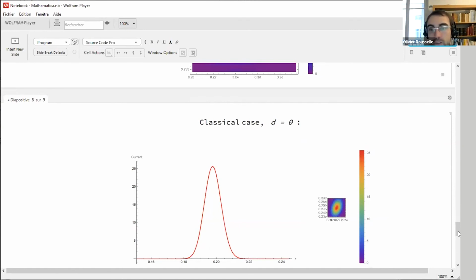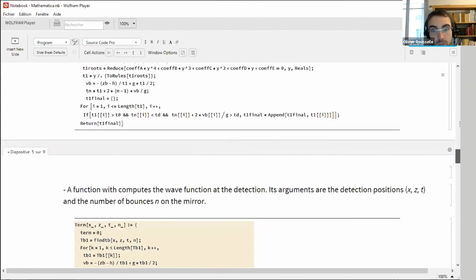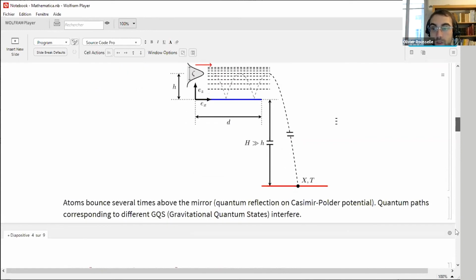I just implemented the same design as this one, but without the disk. So there is just the classical freefall. And so I just put d equals 0 here, just the classical freefall, and I want to see what is the consequence on the figure at the end. So normally we should obtain a Gaussian figure because initially you have a certain dispersion, you have a Gaussian wave packet. This wave packet is spread during the free fall, and you have also a Gaussian figure at the end. So this is exactly what we obtained.